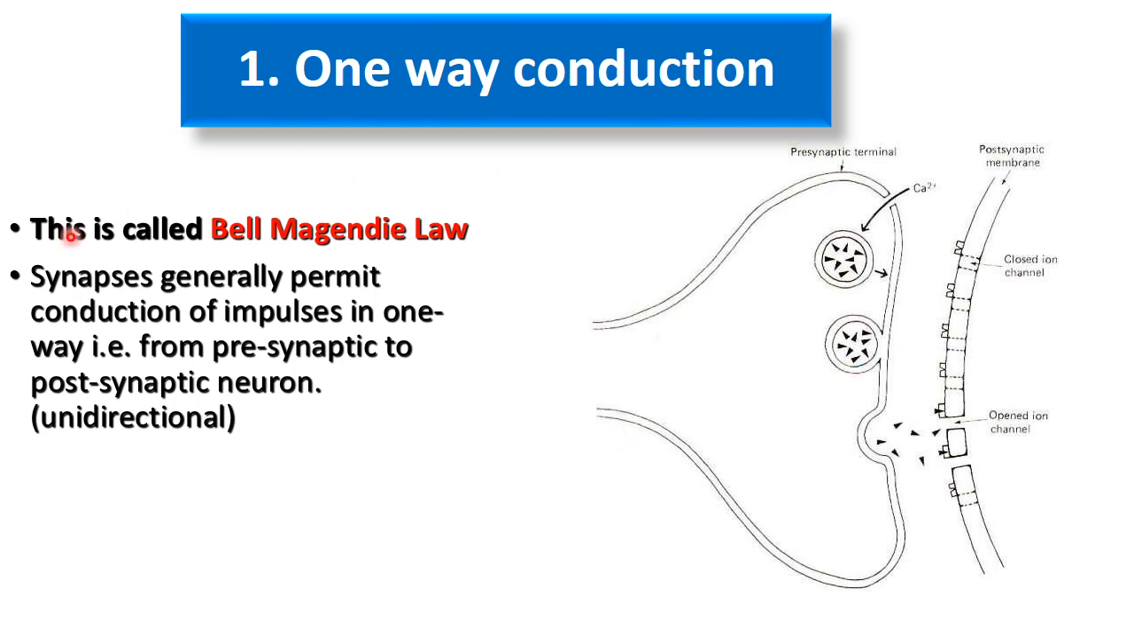So, the first property is one-way conduction. As I told you before, synapses cause the conduction of impulse in one direction, from presynaptic to postsynaptic. We are talking about chemical synapses, in which a neurotransmitter is released from the presynaptic terminal, which binds onto the receptors present on the postsynaptic membrane. So there is always a one-way conduction from presynaptic towards postsynaptic, and this is known as the Bell-Magendie law. It is named after the scientist who discovered this, and this one-way transmission is very important to move the signals or the impulse towards a desired goal.